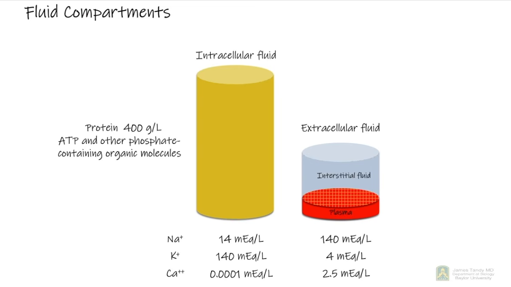The intracellular fluid compartment also contains large amounts of proteins and phosphate-containing organic molecules, such as ATP. Plasma contains proteins such as albumin, whereas the interstitial fluid normally contains considerably less protein. These differences in composition are important because they influence the movement of both solutes and water between these compartments.